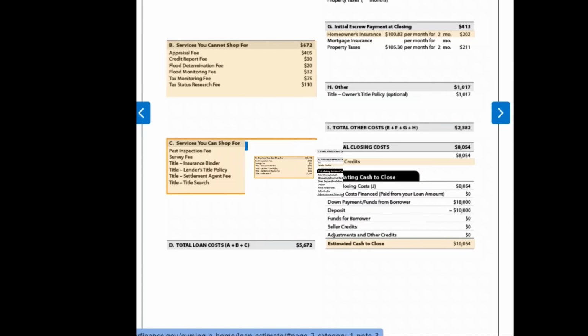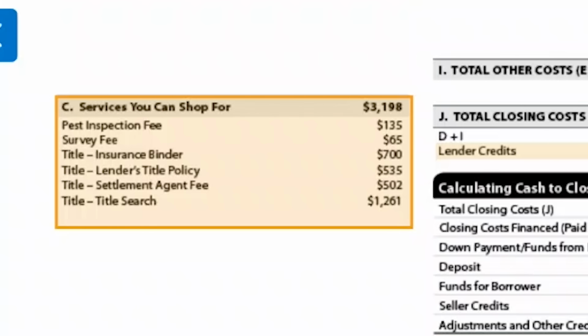And then down in Section C, these are services that you can shop for. These are going to be like the settlement agent, home inspectors, title insurance, whether or not you choose to have a property survey. We have to disclose it, but we have no control over these fees or which inspections you're going to have.